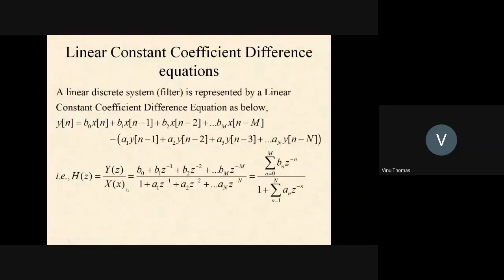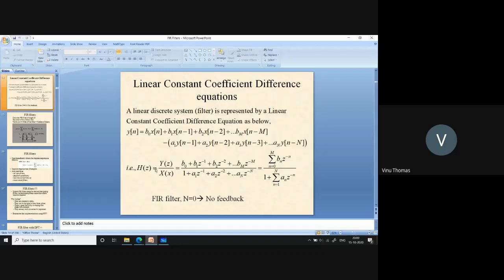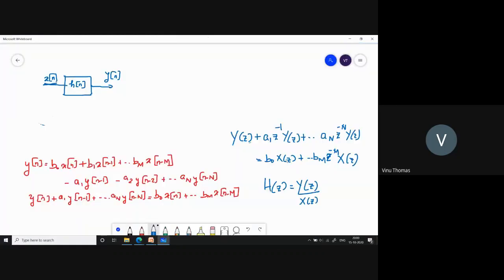Now, therefore, you can write Y(z)/X(z) equal to b0 plus b1 z raised to minus 1. So that we can write as, if you look at this presentation, Y(z) into 1 plus a1 z raised to minus 1 plus etc. up to an z raised to minus n is equal to X(z) into b0 plus b1 z raised to minus 1 plus etc. up to bm z raised to minus m.